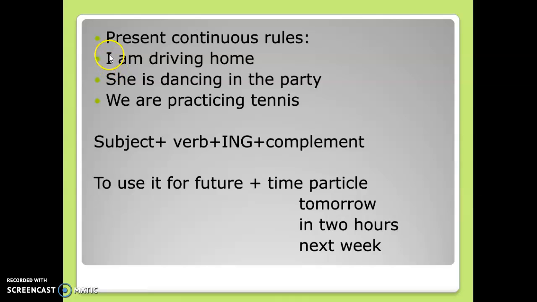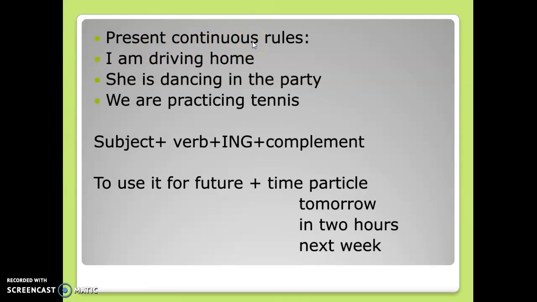Here you have the present continuous rules. I am driving home. She is dancing in the party. We are practicing tennis. All of these sentences talk about something that is happening in this moment, ¿ya? Yo estoy manejando hacia mi casa. Ella está bailando en la fiesta. Nosotros estamos practicando tenis en este momento porque estamos usando presente continuo.